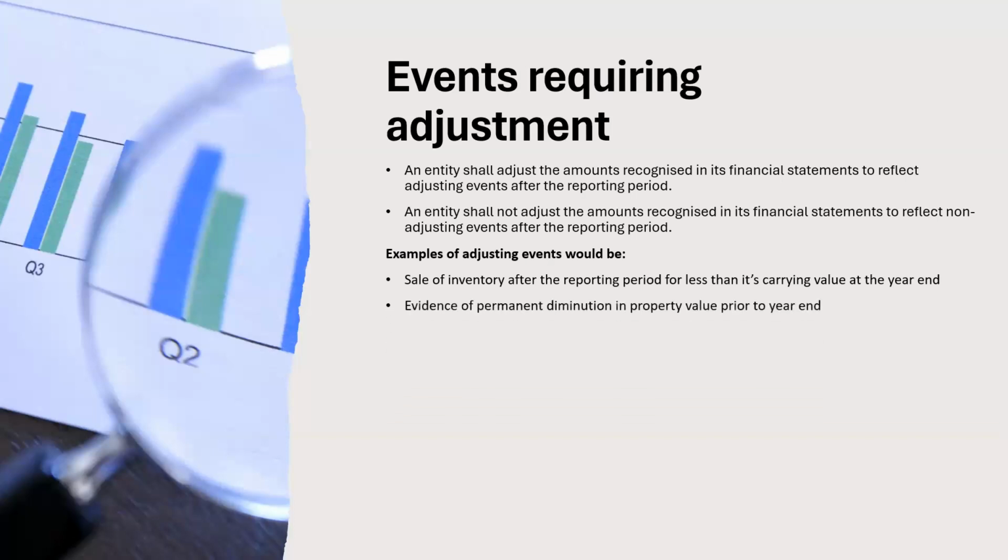Evidence of permanent diminution in property or in property value prior to the year end. If the property value has been reduced compared to the carrying value, that also has an effect. You need to adjust.